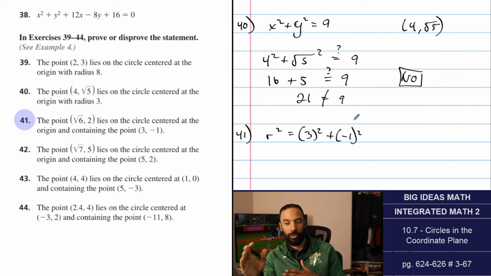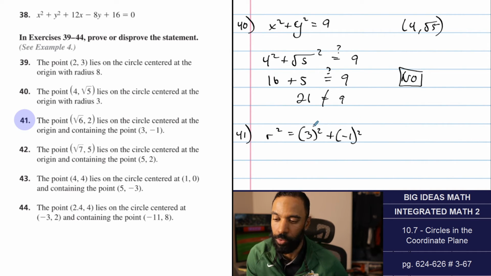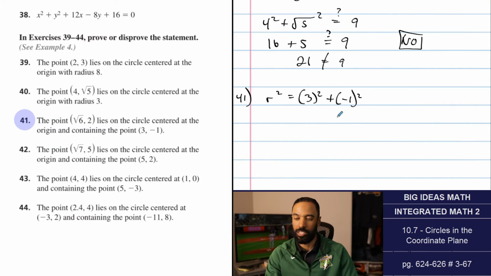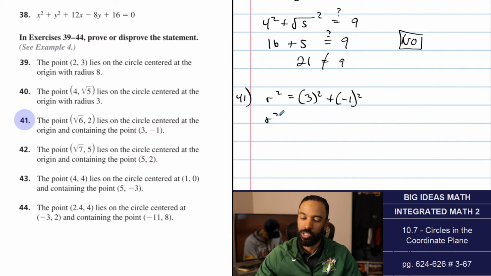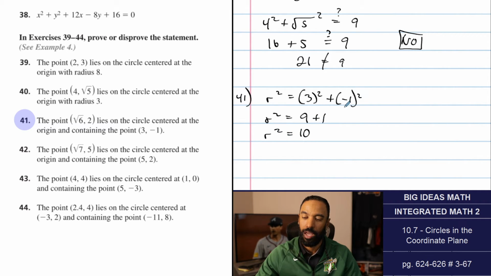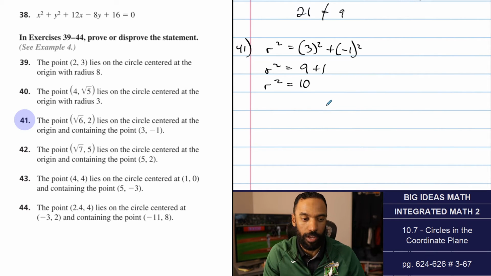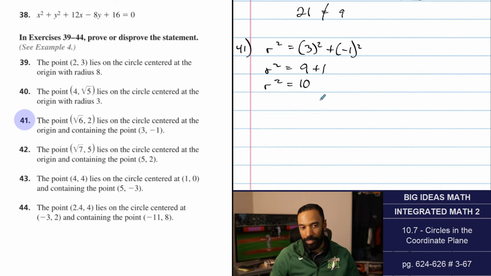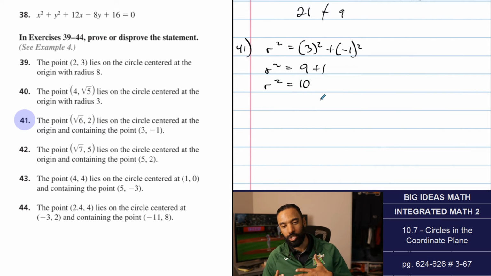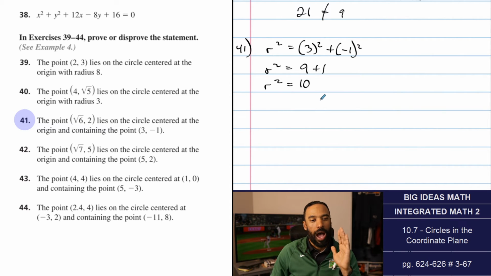Why is it 3 and negative 1? Well, it doesn't have to be negative, but why are they 3 and 1? Because the center's at the origin. So the distance in the x direction is 3, the distance in the y direction is negative 1. So this is r squared equals 9 plus 1, and r squared is 10. You could take the square root of both sides, but I could also leave it as r squared if that helps me as well.